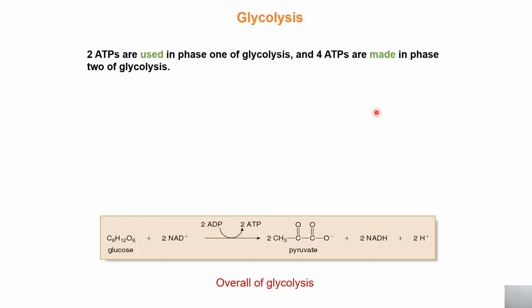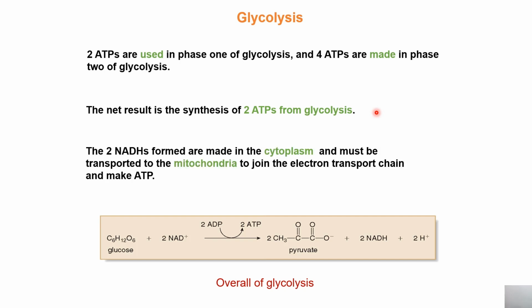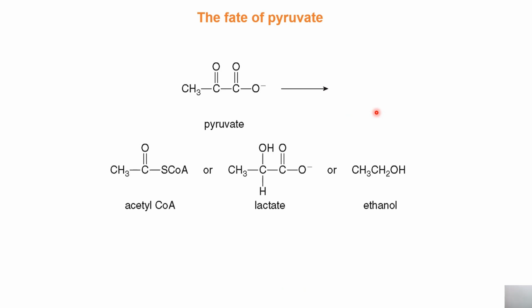So overall, the energy generating phase yields 2 NADH plus 4 ATPs. 2 ATPs are used in phase 1 of glycolysis and 4 ATPs are made in phase 2. The net result is 2 ATPs, 4 minus 2. And the 2 NADH formed are made in the cytoplasm and must be transported to the mitochondria to join the electron transport chain and make ATP. I talked about the fate of the pyruvate.